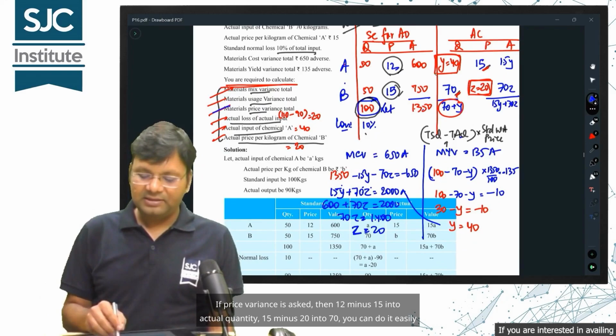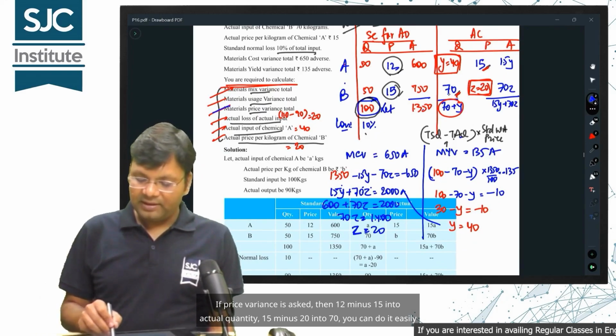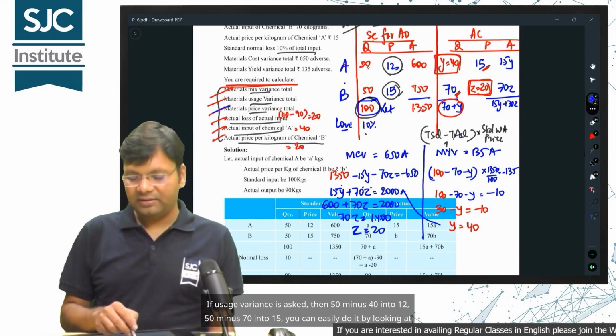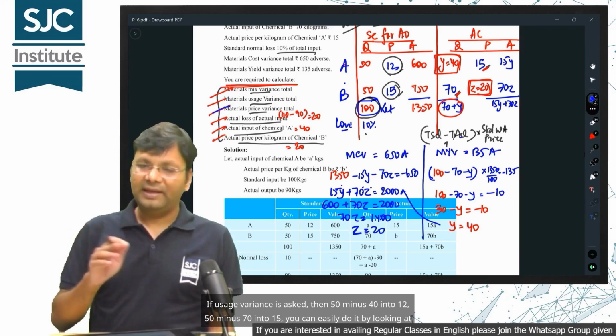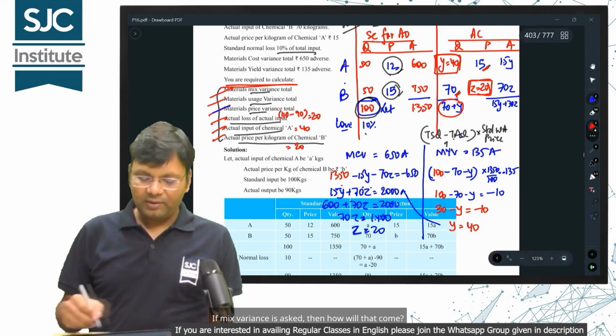If price variance is asked, then (12 minus 15) into actual quantity, (15 minus 20) into 70, you can do it easily. If usage variance is asked, then (50 minus 40) into 12, (50 minus 70) into 15, you can easily do it by looking at the cost card. If mix variance is asked, then how will that come?